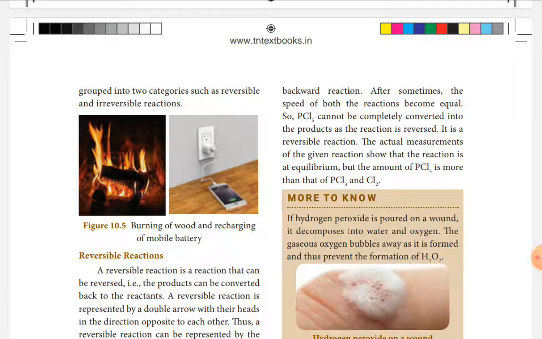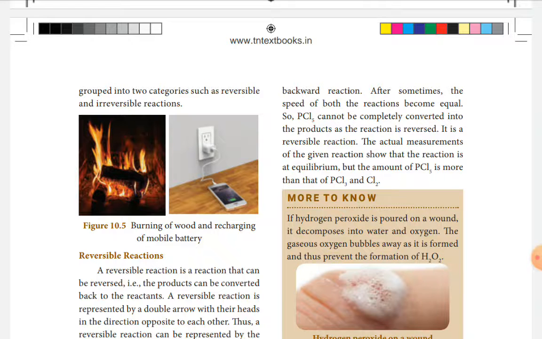So the amount of PCl5 is more than that of PCl3 and Cl2. When we actually measure, PCl5 is more compared to the products, phosphorus trichloride and chlorine. But even so, we consider there will be an equilibrium between product and reactant in this type of reversible reaction.